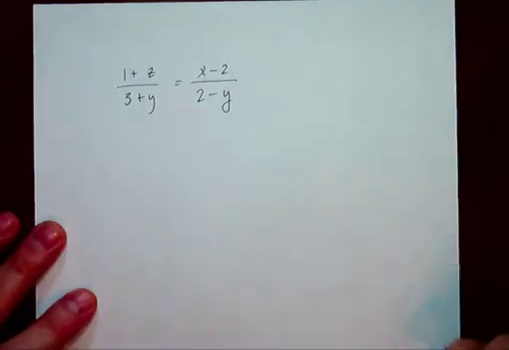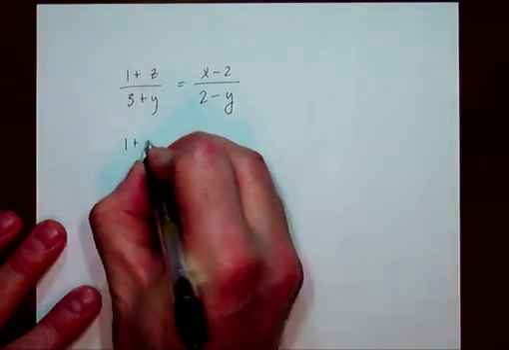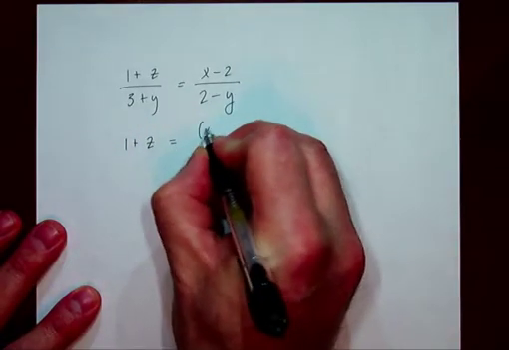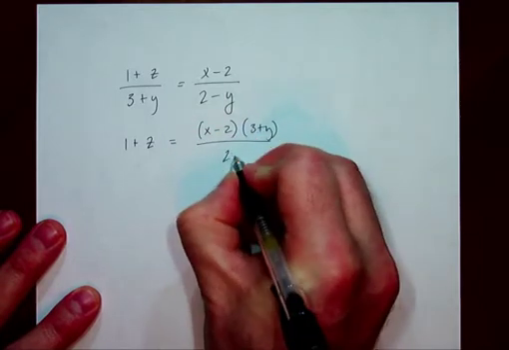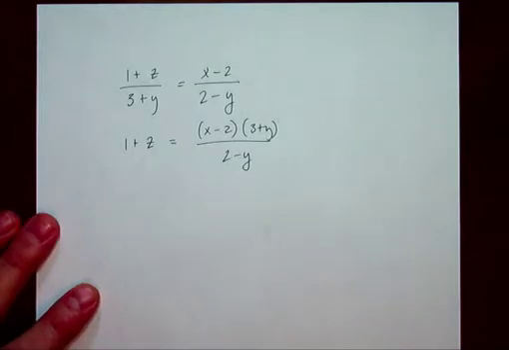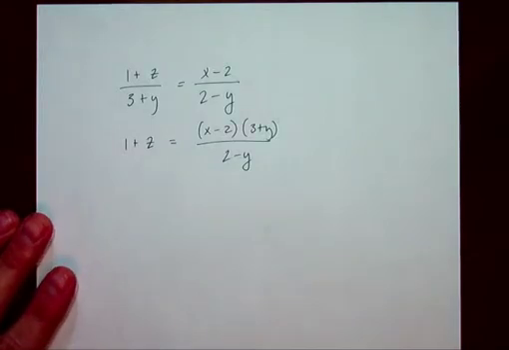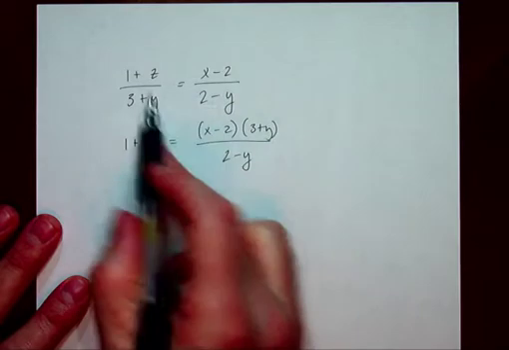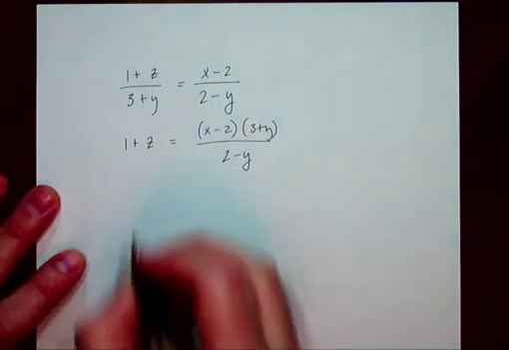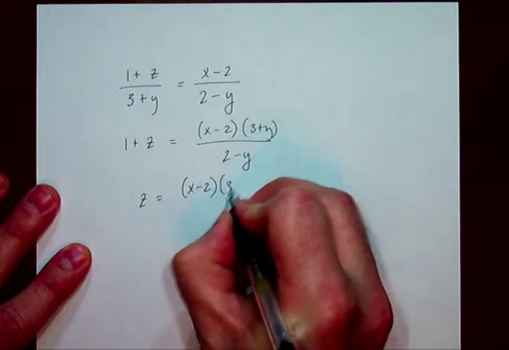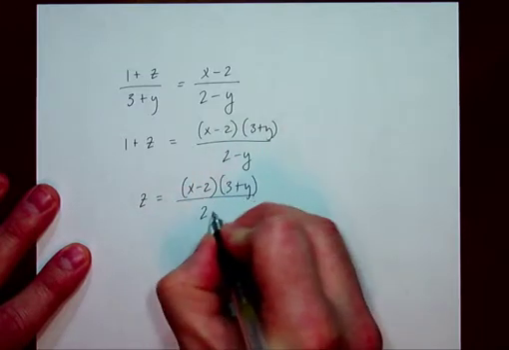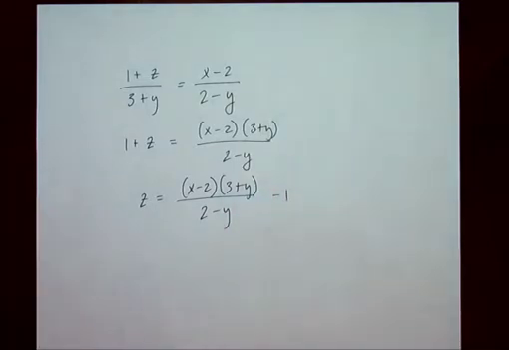So I could just multiply both sides by 3 plus y, couldn't I? That makes things a whole lot easier, because if you cross multiply this, and we'll do it here in just a second, it's a bunch of extra steps. And then I'll just subtract 1 from both sides. Now, is that a legitimate answer? Yeah, you got z by itself.